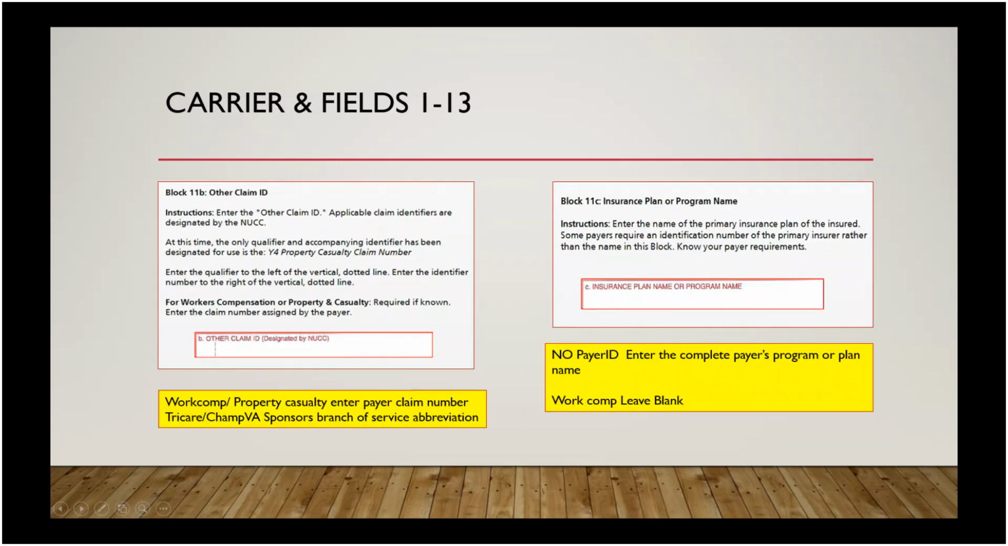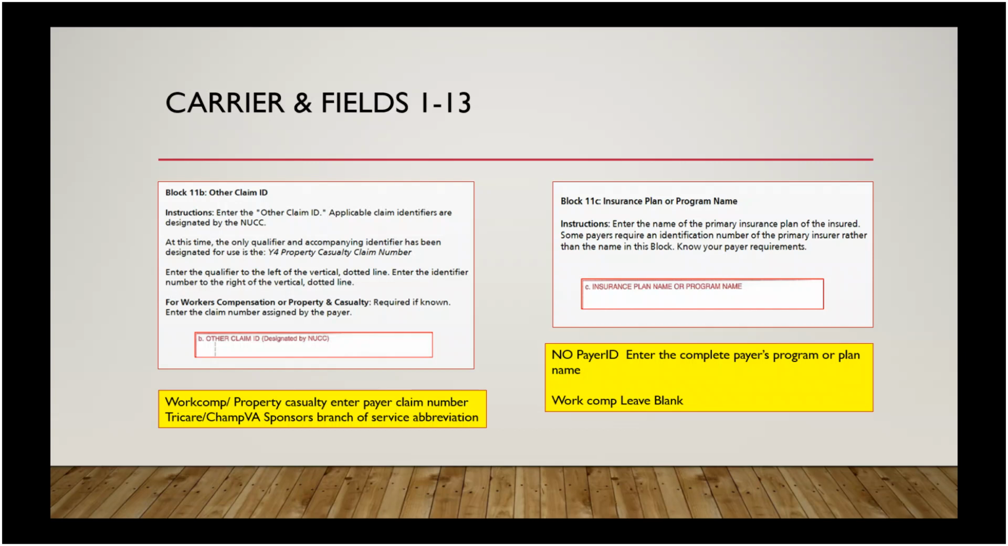11B, other claim ID. Instructions here are designated for the NUCC. So again, if you have the information, you're going to fill it in. At this time, the only qualifier and accompanying identifier designated for use is for property and casualty claim numbers. So again, a hurricane or a house fire, such as that, is going to fall under property and casualty. For work comp, you're going to enter the claim number. For TRICARE CHAMPVA, it is the sponsor's branch and service abbreviation.